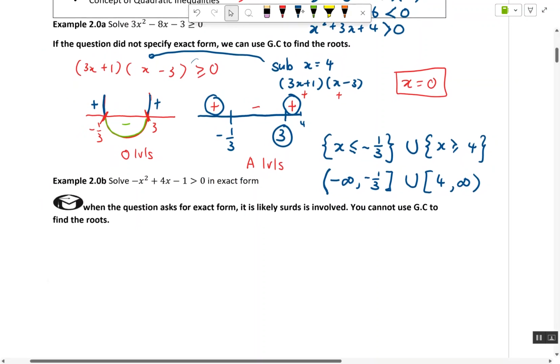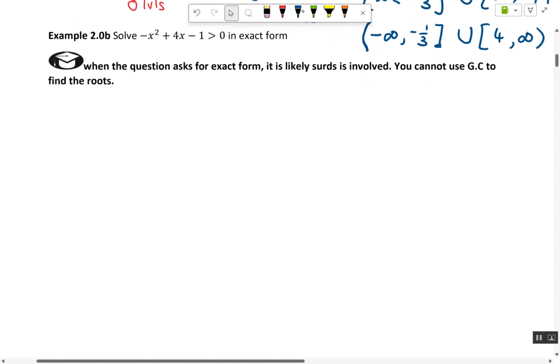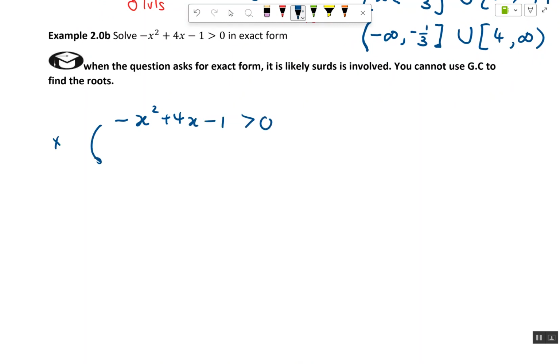Okay, so next, if the question asks you to present in exact form, it means you have to find the roots using the quadratic formula. Again, the first thing is when you have negative x squared, make sure it becomes a positive x squared by multiplying by negative 1. It's better to do it this way. Multiply by negative 1, and I will have x squared minus 4x plus 1 less than 0.